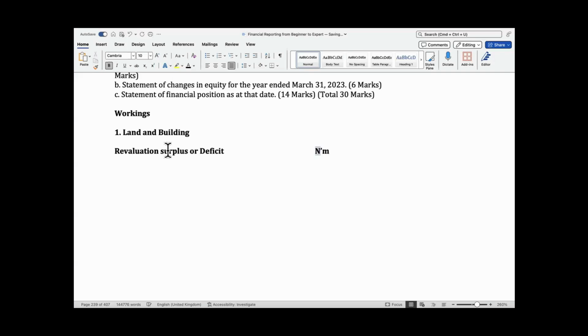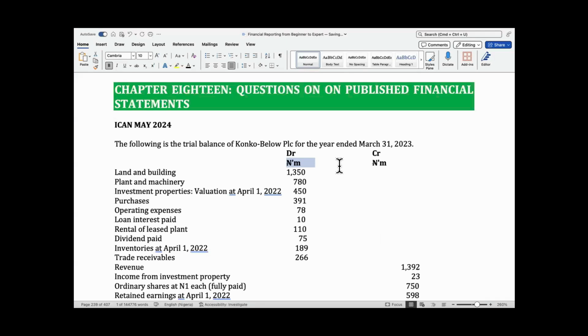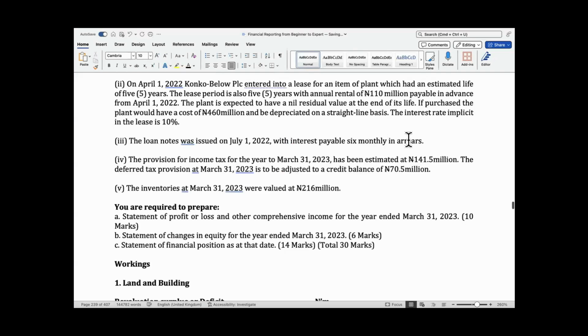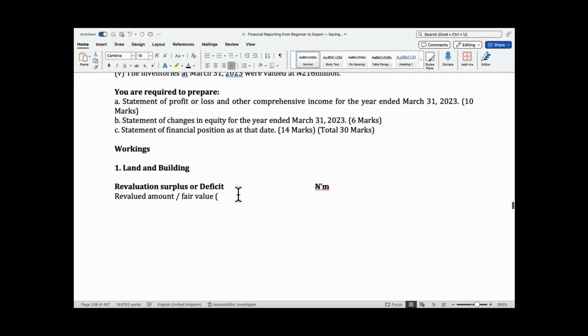In millions, I have to make sure my solution is also expressed in millions. And how did I know? Because my trial balance is expressed in millions. So I need to express this too in that manner. So how do I get my revaluation surplus or deficit? I need to compare my revalued amount or fair value. And let me just add the two together. The land is 400, the building is 875. So what's 400 plus 875?